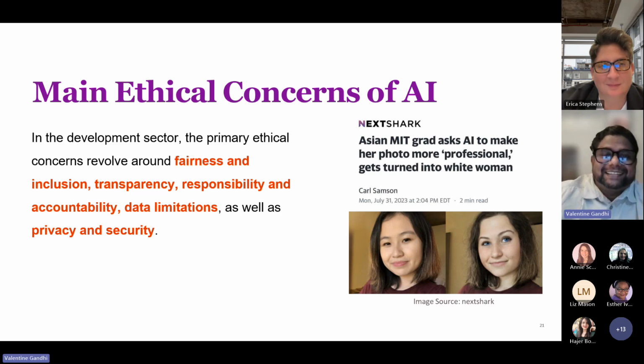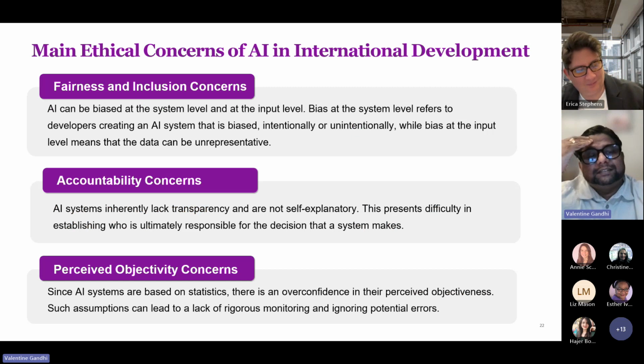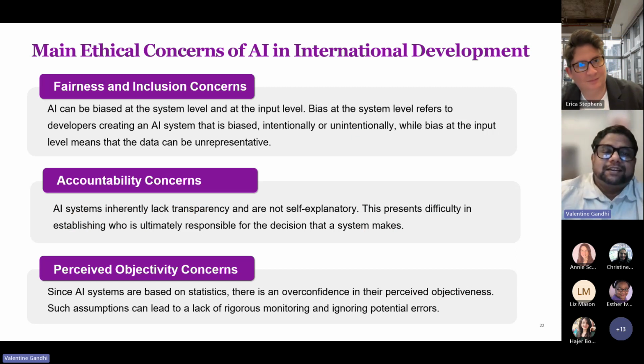So it's not that the AI system is bad. It's the people who design these systems who are biased, and often maybe insular in their thinking. So unfortunately, machines will only do what you ask them to do. That's why we need evaluators to guide these systems, and that's what the next part of my discussion is about. And again, as I said, AI can be biased at the system level. Systems inherently lack transparency and are not self-explanatory. So who is ultimately responsible for an AI system is a challenge.